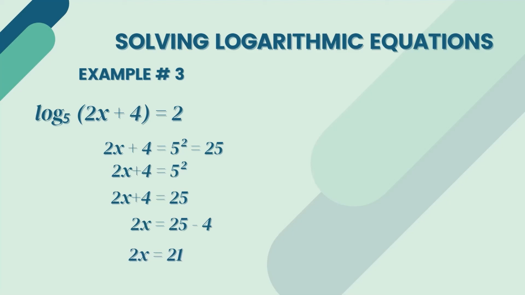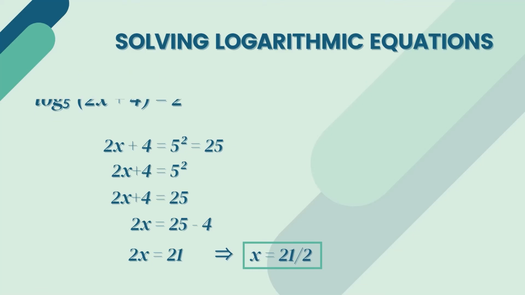The next thing we're going to do is divide both sides by the number beside x, which is 2, so we can cancel 2x over 2, leaving only x, and so our final answer is x equals 21 over 2. Only positive numbers in the logarithm, and so x equals 21 over 2 is in fact a solution. Example number 4.